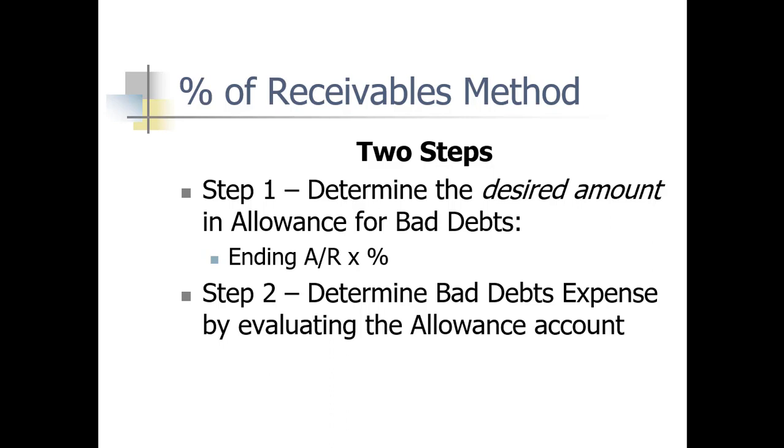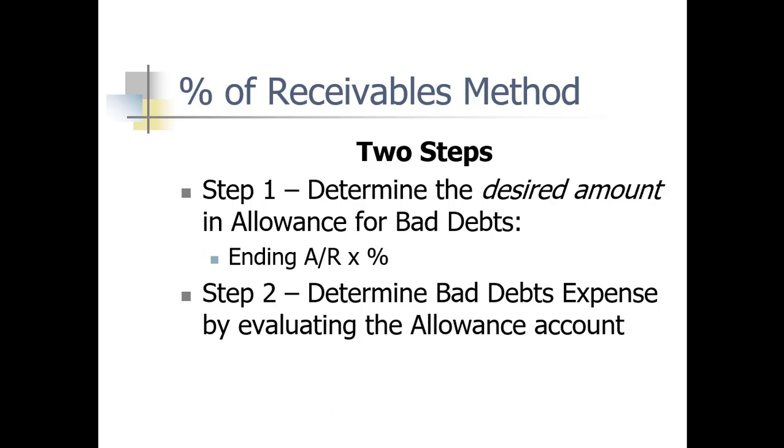In order to figure out bad debts expense, we have to do a little T account analysis. We have to look at the allowance for bad debts. We have to see if there's any balance in there already. And then what we need to do is adjust it for however much we need to get it to our result from step 1. We need to make sure that the allowance for bad debts account equals what we wanted it to from step 1.